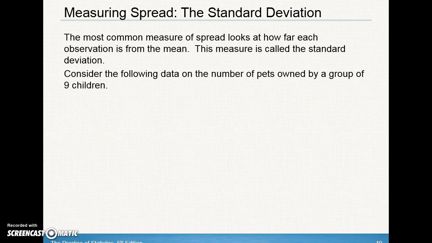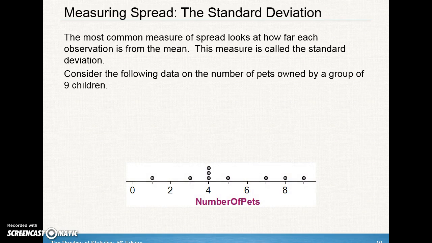Standard deviation. I hope that everybody has some idea of standard deviation. Standard deviation is the most common measure of spread. Let me say this again. The most common measure of spread looks at how far each observation is from the mean. It's called a standard deviation. Consider the following data on the number of pets owned by a group of children. So we have our dot plot here.